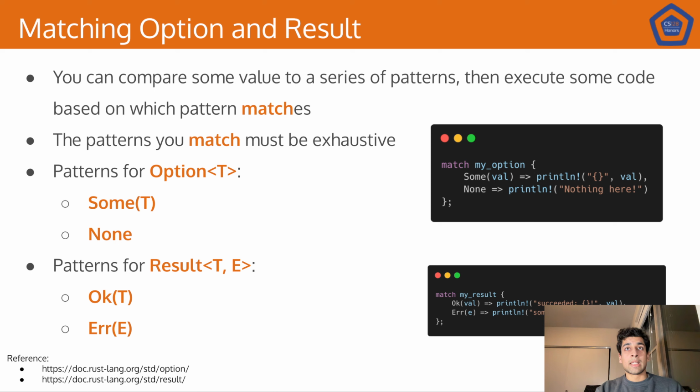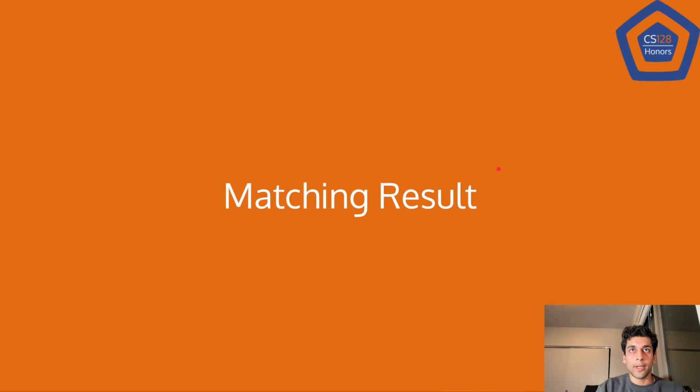Okay, and like we said, you can match option and result, and the patterns you have must be exhaustive, so you must list out both some and none if you try to match it, or use a wildcard. And you can extract the values that are inside your some or OK or error by using this variable binding syntax.